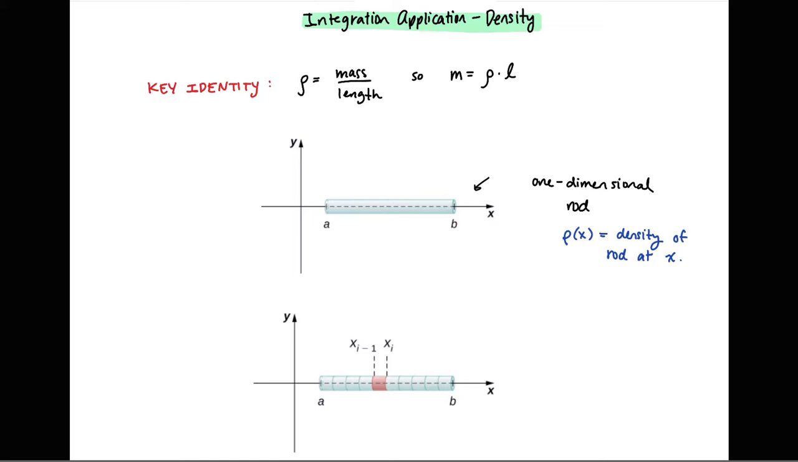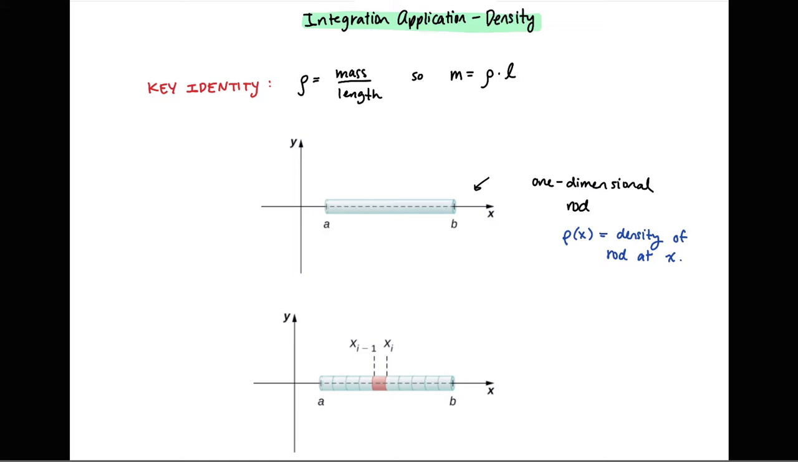Okay, so let's begin with this one-dimensional example. Let's say that our rod stretches from length A to length B, and obviously we're going to assume that we don't have uniform density. If we did have uniform density, we could just use this simple formula and compute the mass with no issue. But if density varies on this rod, so let's say the density at A is different than the density at B, then we can't use that simple identity. But we're going to try to reduce the problem to use that identity as much as possible.